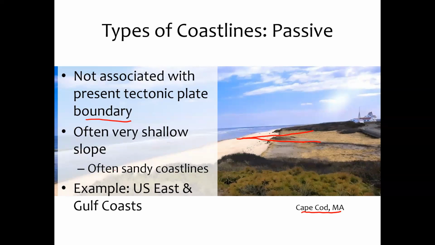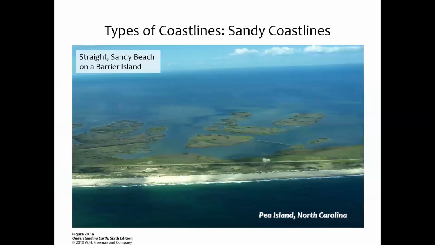And passive coastlines often have sandy shorelines, as we've mentioned. The US East Coast is a good example. The Gulf Coast is another one that maybe you have some familiarity with. Both coastlines are shallow and largely sand covered. They'll often have barrier islands. So barrier islands are a big feature of coastlines nearby. North Carolina especially has this big network of barrier islands.